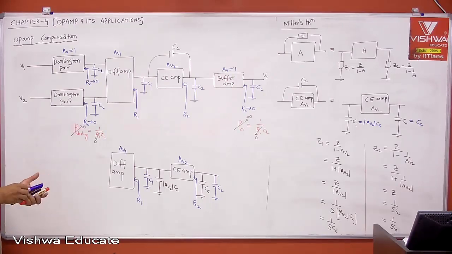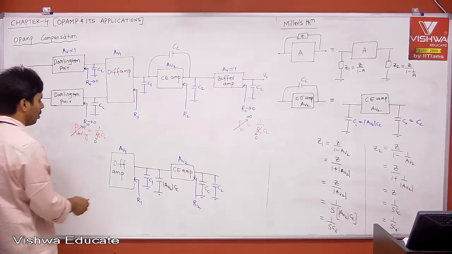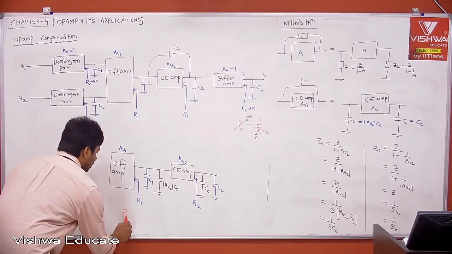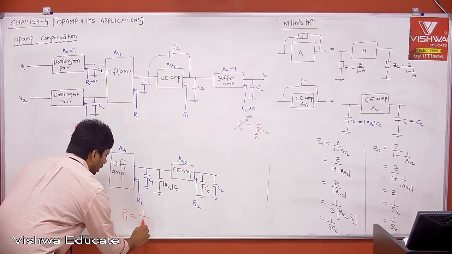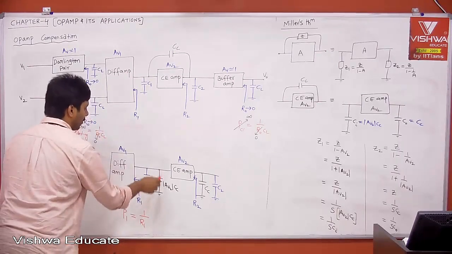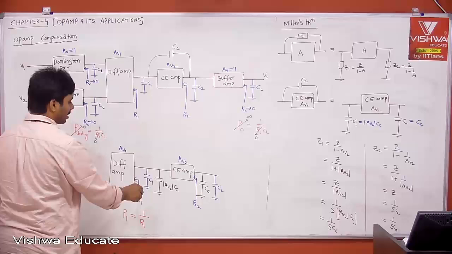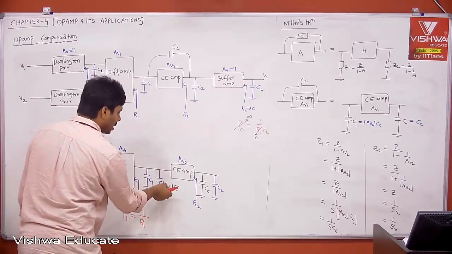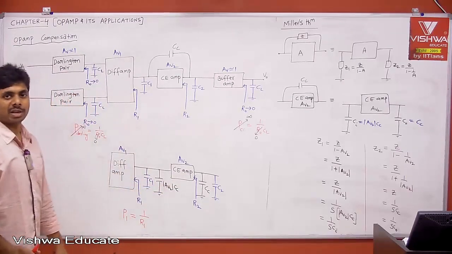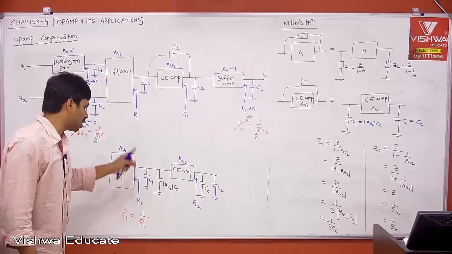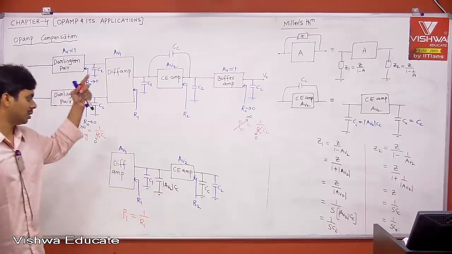Therefore, now tell me, what is your pole? Now your pole P1 is equal to 1 by R1. What is your effective capacitance now? Your effective capacitance is C1 plus AV2 into CC. Your capacitance at the first stage output is increased by the second gain stage.